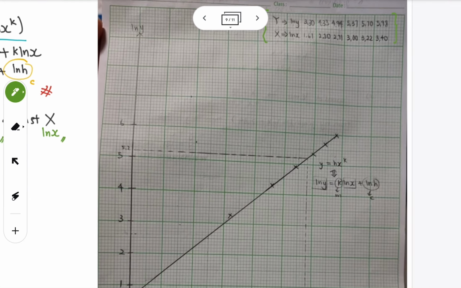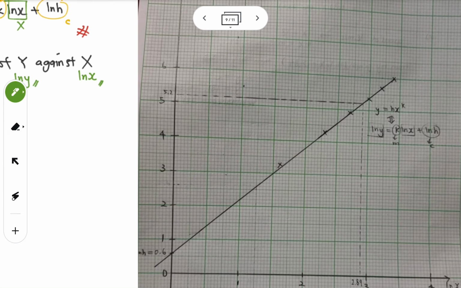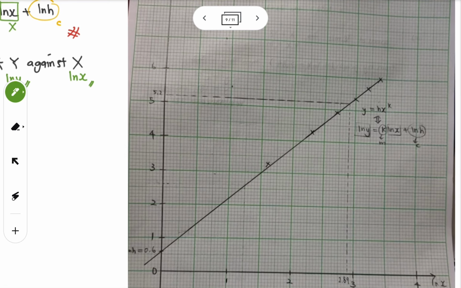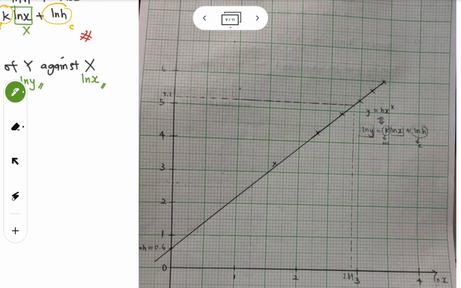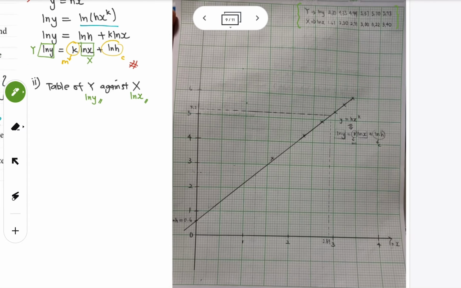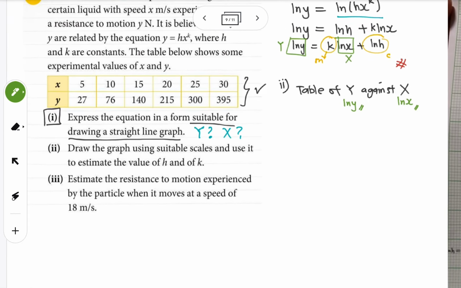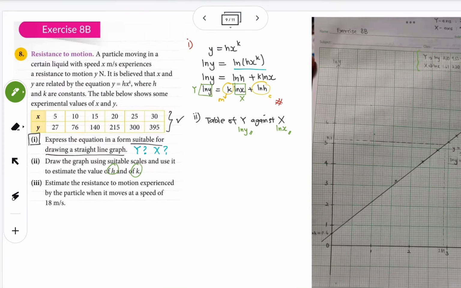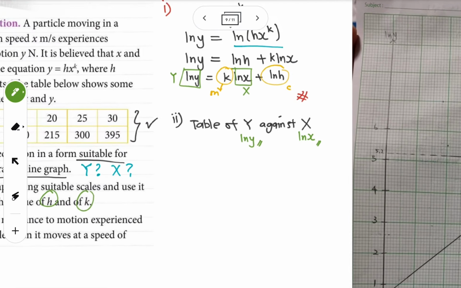So I use that to draw my straight line graph. You'll note that not all of the points lie on the same straight line. There is one small tiny outlier here, but this line connects 5 out of 6 of the points. So this is my straight line graph. For part 2, not only do you have to draw, you have to estimate the value of h and of k. So let's look at the context of the question.